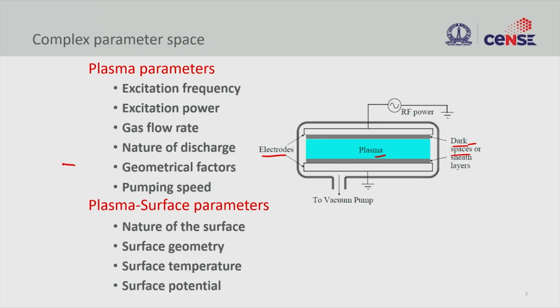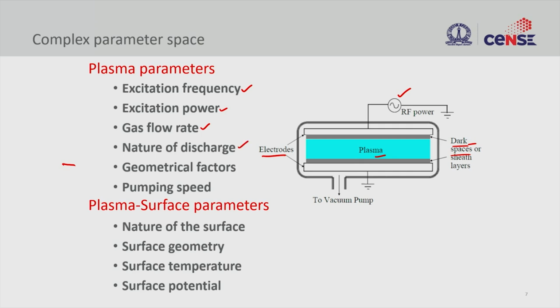But then there are two types of plasma parameters. One is the excitation frequency. We are going to feed some energy, right? So that energy frequency can be DC also, and it can be RF. And then the power that we give, how much power we are going to give. And then the gas flow rates, because the plasma can only be generated when you have a sufficient number of molecules in, right? So what kind of gases we are putting in, and what is the flow rate.